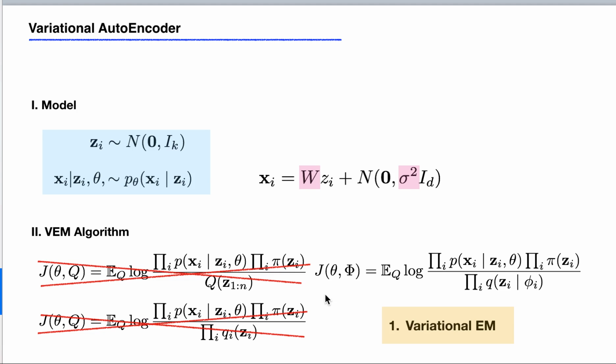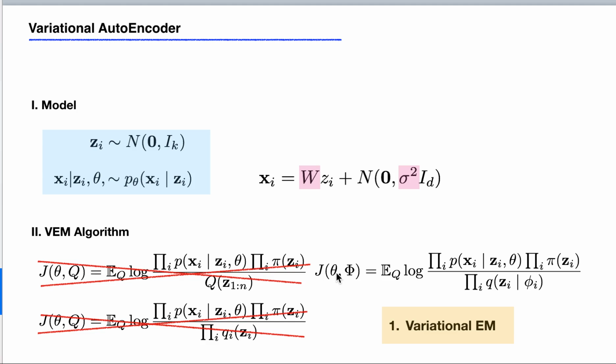And second, I even want to further require that each distribution over zi be from a particular parametric family. For example, in this setting, I will require those Q distributions over zi to be normal with some mean and diagonal covariance structure. Again, we are making restrictions just so our computation is more efficient.